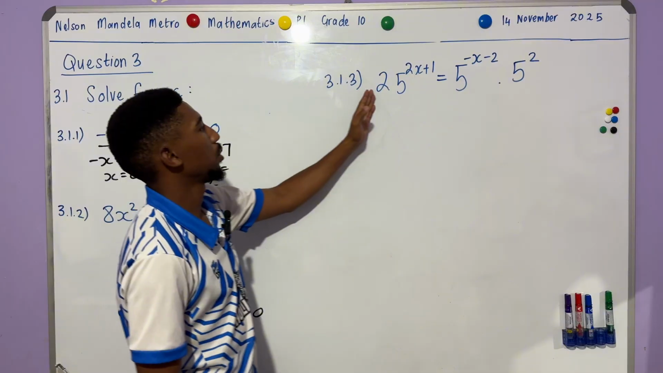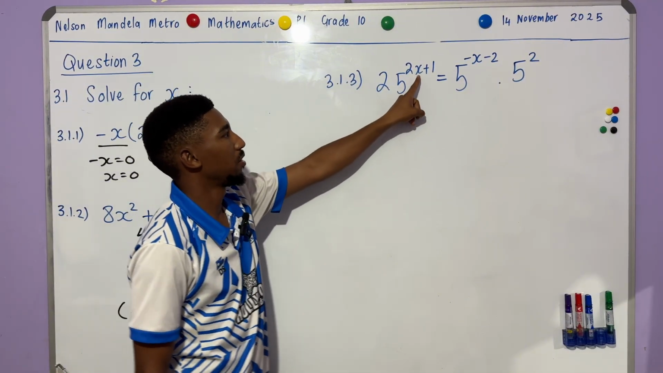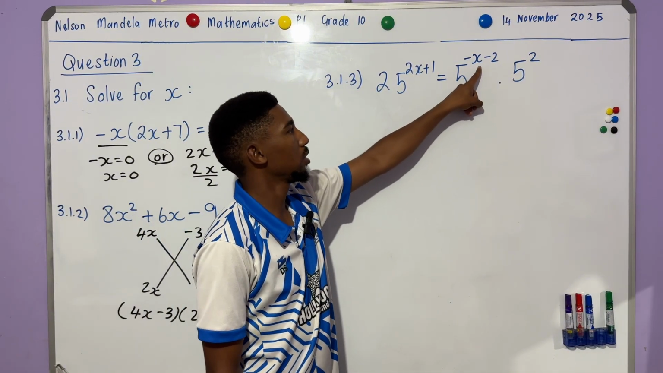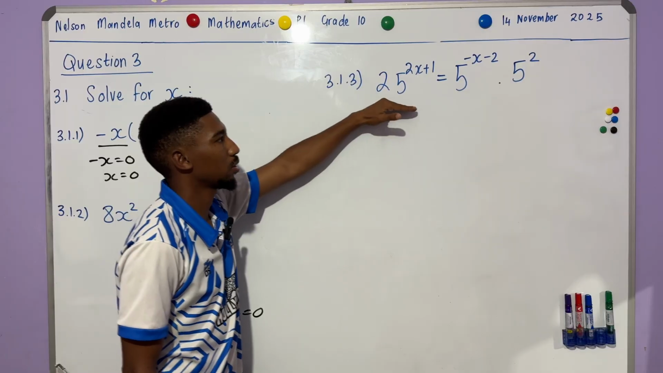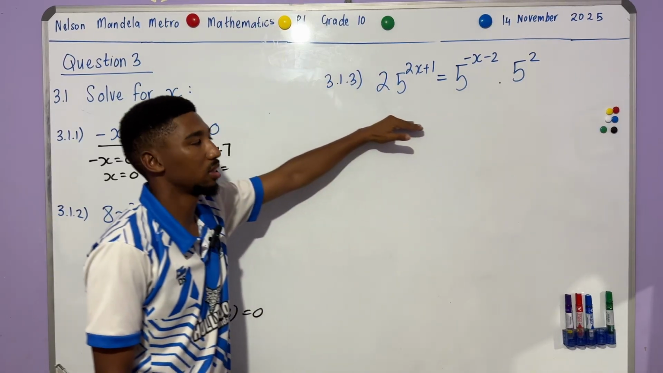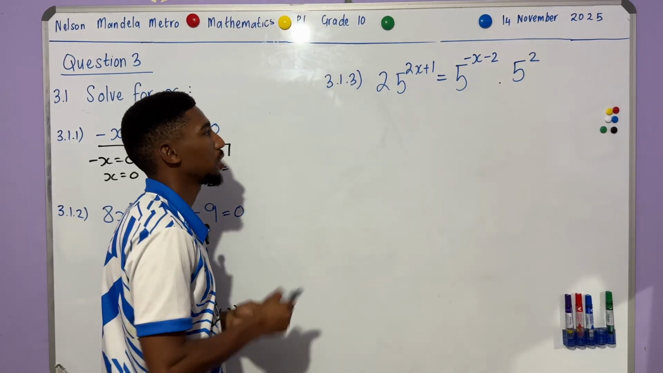Let's have a look at 3.1.3. Here we have the variable in the exponent. So what we need to try to do is try to get all the bases the same when we're solving exponential equations.